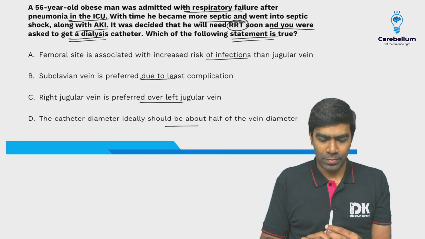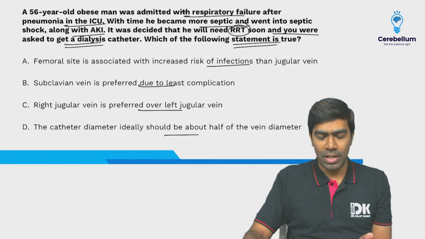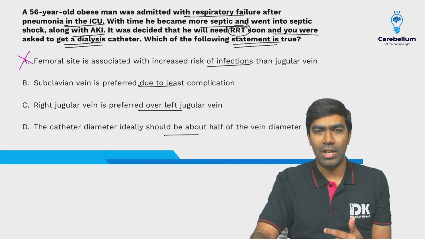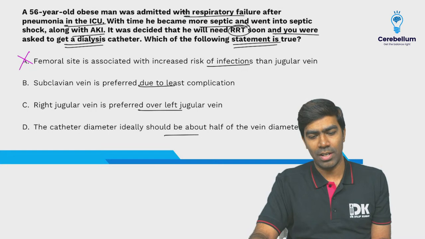So let us look at each and every option. Option A states femoral site is associated with increased risk of infections than the jugular vein. Answer is no. This is a wrong statement. If you maintain the catheters properly, the risk of infection is going to be the same for the femoral and the jugular vein. There is no change in the rates of infection in an ICU patient or a patient who's undergoing renal replacement therapy. There's no difference.